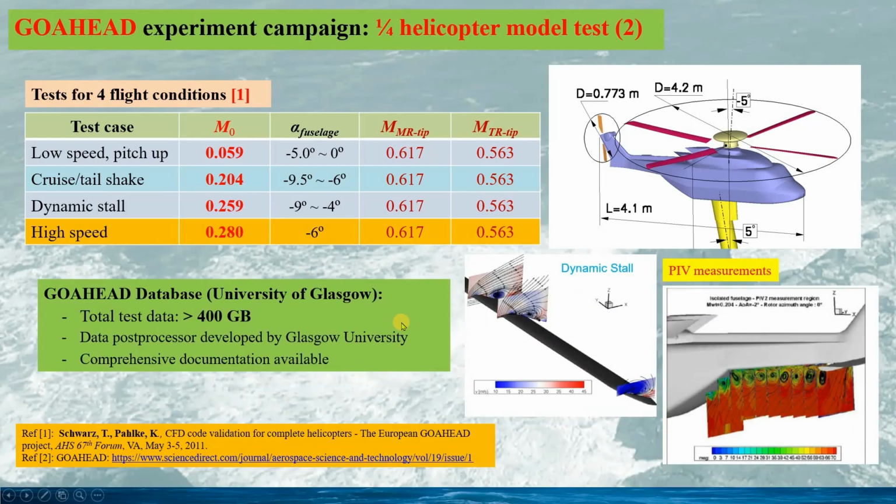The database was established by the University of Glasgow with total test data of more than 400 gigabytes, and a data post-processor was provided for the database together with comprehensive documentation. More details can be found in the GO-AHEAD publication, the link here.